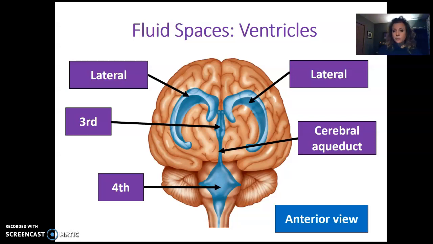Note that in this picture, we're looking at a brain as if we were looking directly into someone's face. So we're looking at the anterior view of this brain.